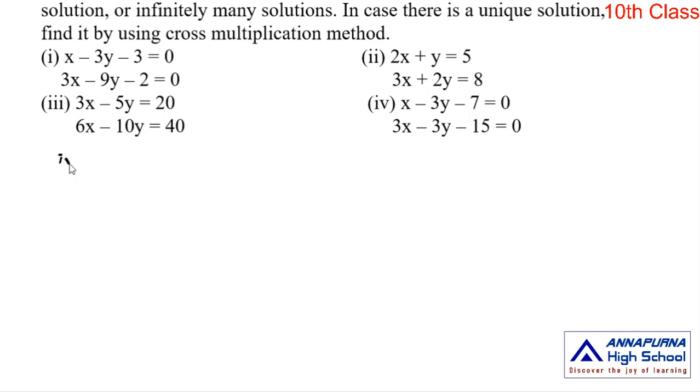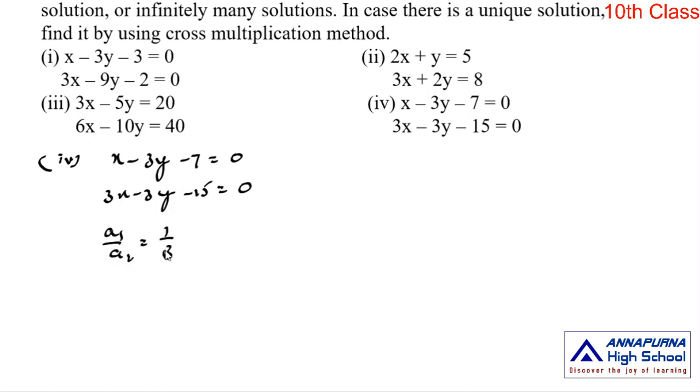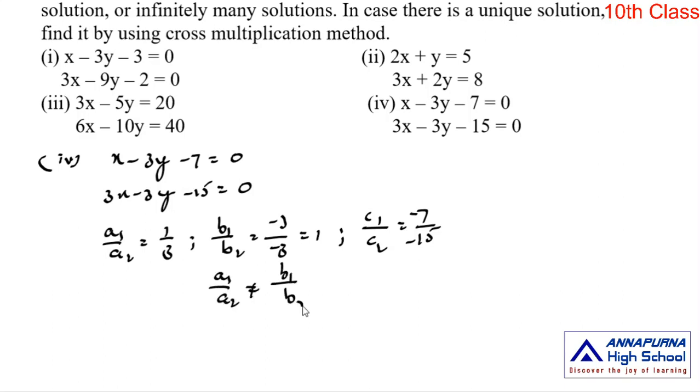Here the fourth pair is x minus 3y minus 7 is equal to 0 and 3x minus 3y minus 15 is equal to 0. Find out the ratios. A1 by A2 is equal to 1 by 3 and B1 by B2 is equal to minus 3 by minus 3, it is equal to 1 and C1 by C2 is equal to minus 7 by minus 15. So by comparing these three ratios, A1 by A2 is not equal to B1 by B2. So this pair has a unique solution and you find that unique solution by the cross multiplication method.